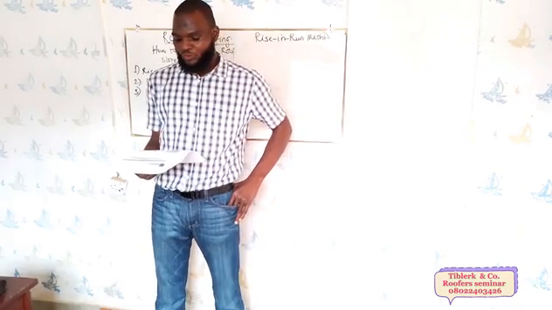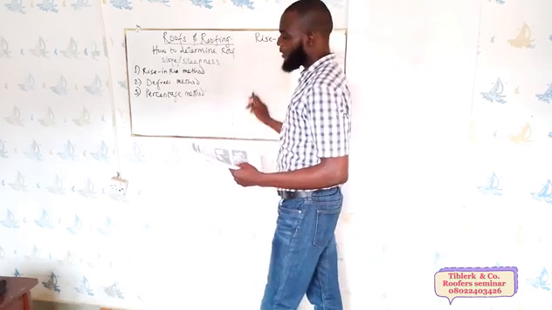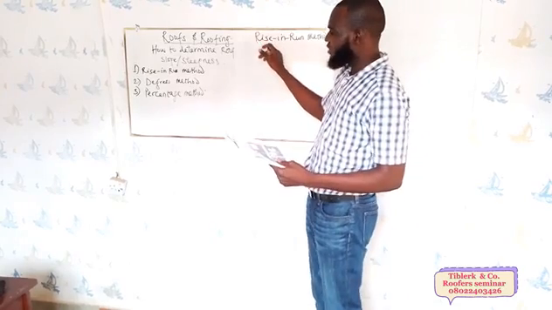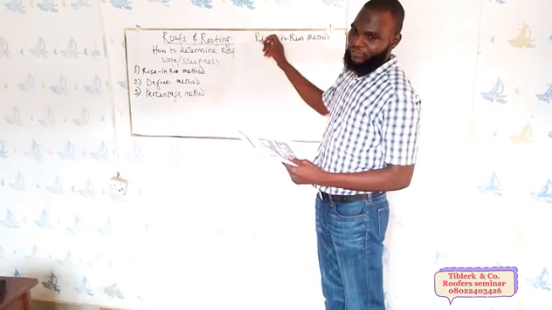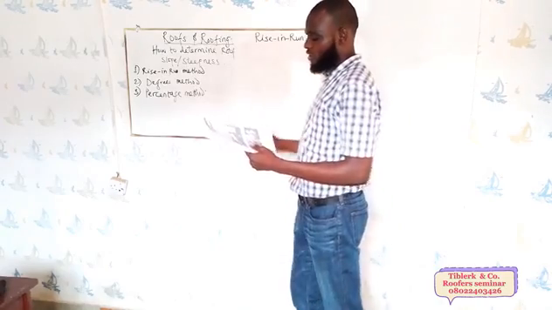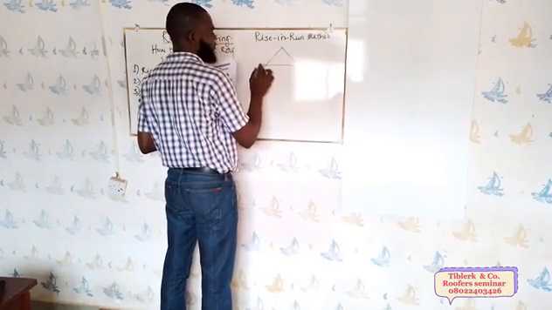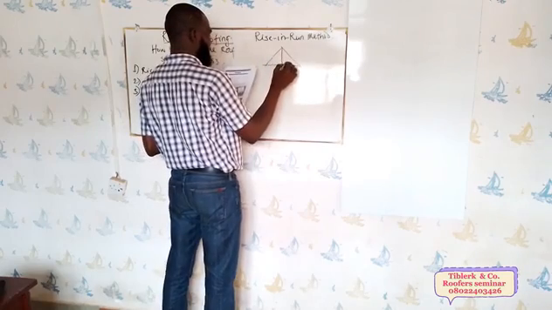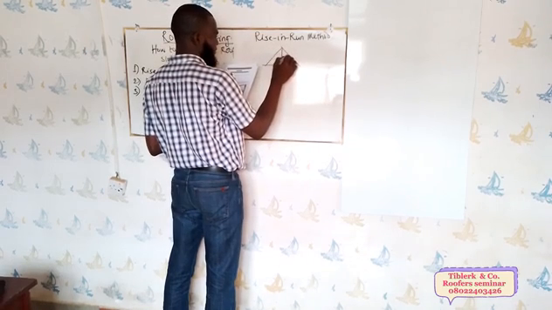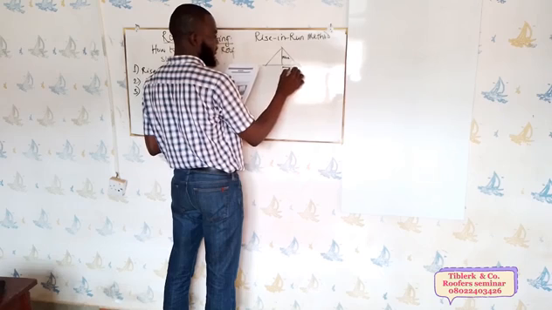A 6 in 12 pitch means the first figure mentioned is for the vertical, while the second figure is for the horizontal. Do not forget, the pitched roof will be something of this nature. Here, this is the rise, while this is the run.